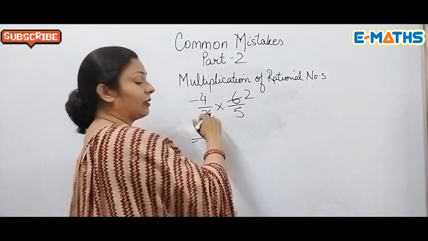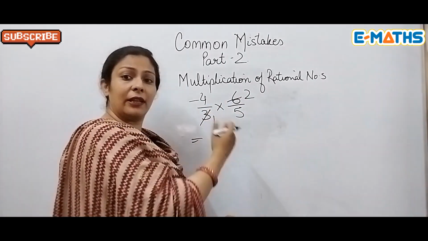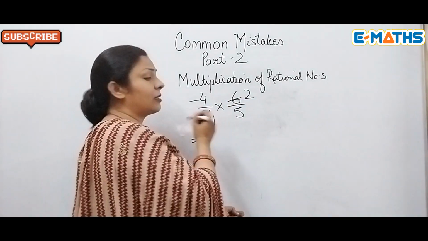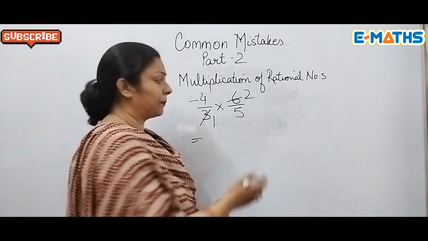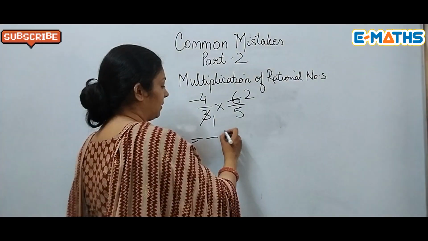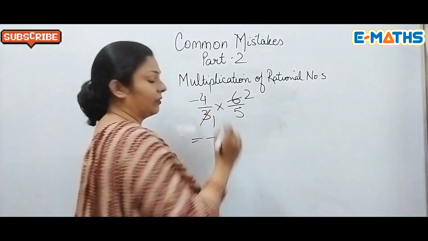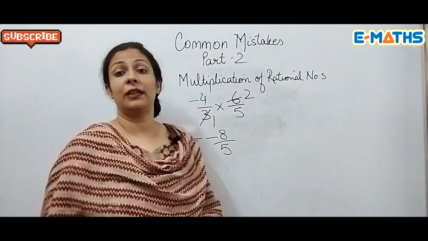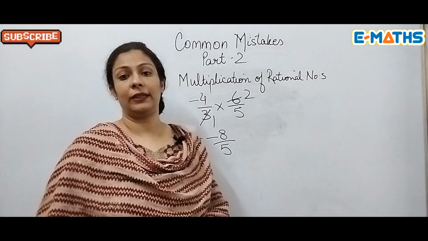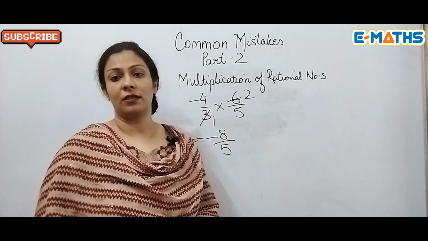So like here I have done the cancellation crossways. It's correct because here I have taken the numerator, here it's a denominator. So that's perfectly fine. So my final answer will be minus 8 upon 5. In multiplication, there is no need to take the LCM, or else you'll get the answer wrong.